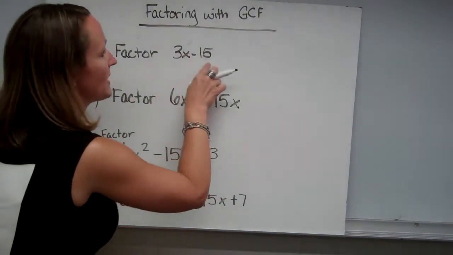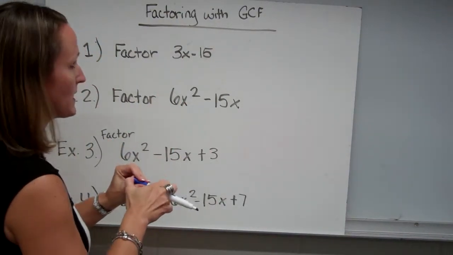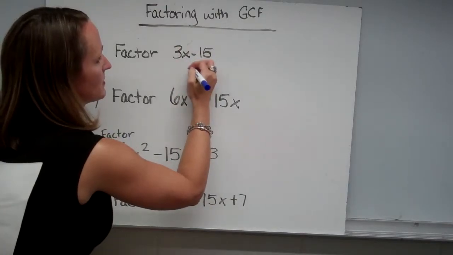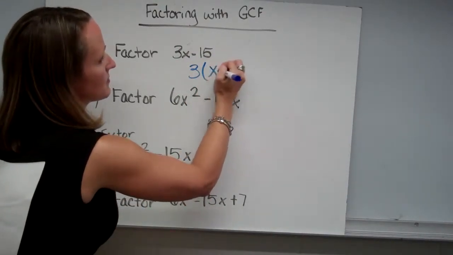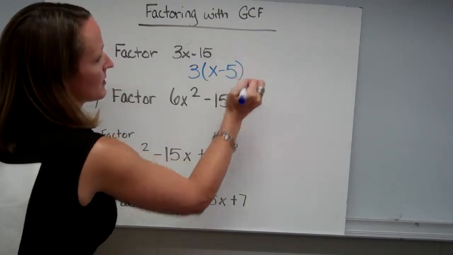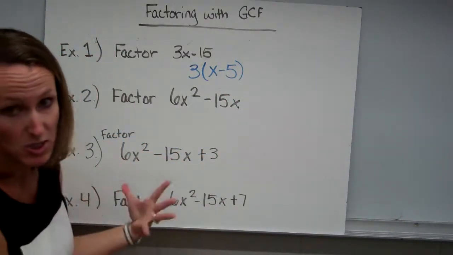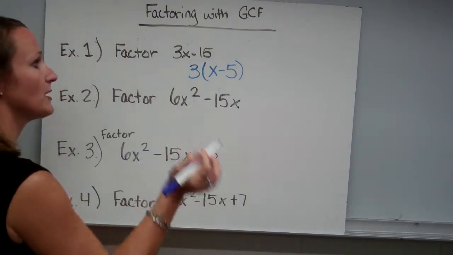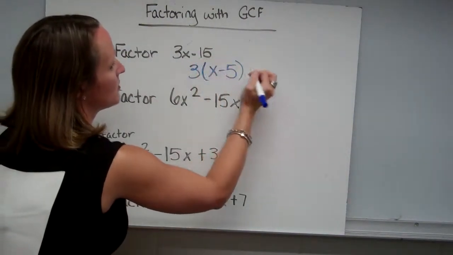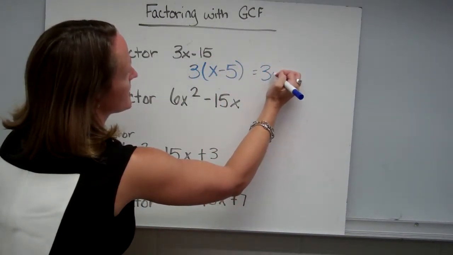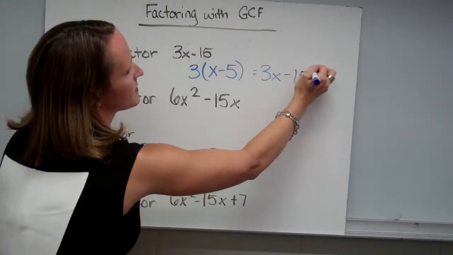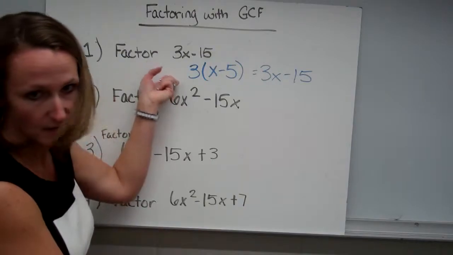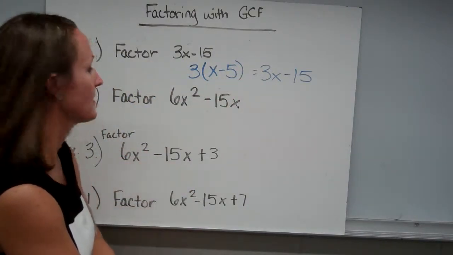Well, both 3x and 15 have got a 3. So if I pull out a 3, that leaves me with what? x minus 5. And of course, you can always go back and check this to make sure you did your work correctly by using the distributive property. You know that 3 times x is 3x, and 3 times negative 5 is negative 15. So if you're ever doubting how you factored it, go back and multiply it through.